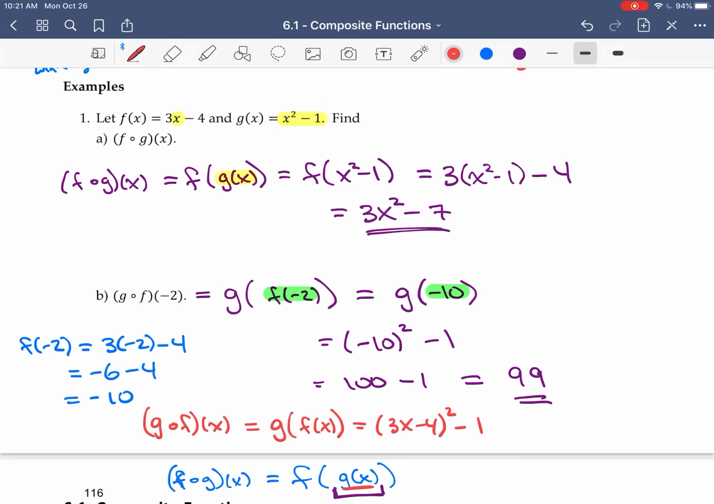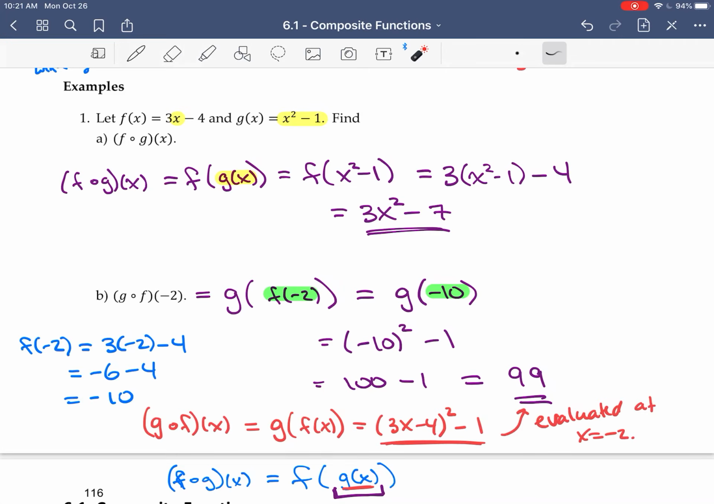And obviously you could simplify this, but if I now plug in x equals negative 2, I would also get 99. Okay, so this is the function in terms of x, and this is it evaluated at x equals negative 2. Okay, so it works the same way. Because we just wanted it at a number here, I used the number right away, which is a bit easier to do generally, but you could have found the equation in terms of x and then plugged in your number as well.